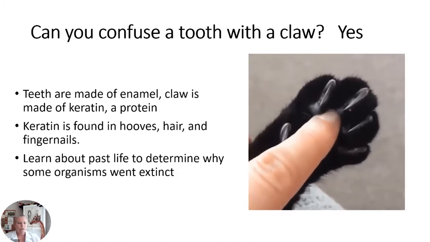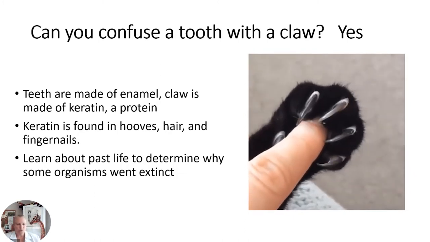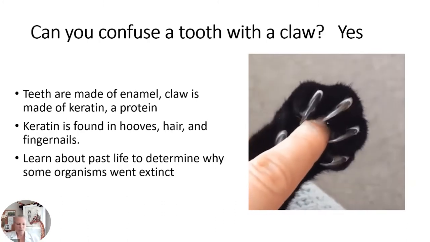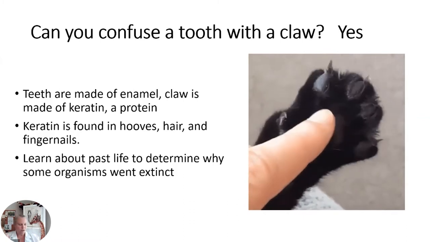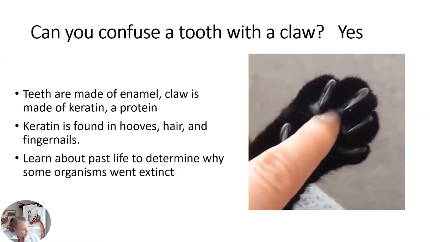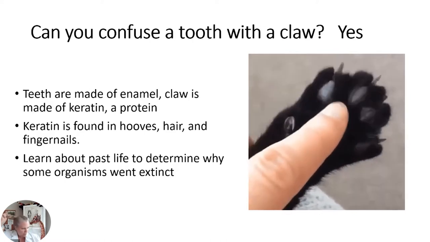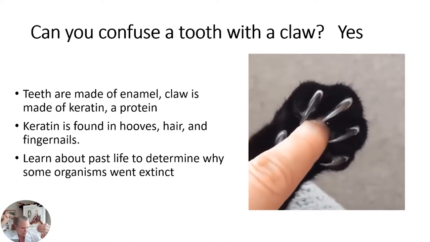That claw is made of keratin. It's a protein. Look at your fingernails. Your fingernails are made of the same thing that this cat claw is made out of. And guess what? Pull your hair. Your hair is made of the same thing as your fingernails.